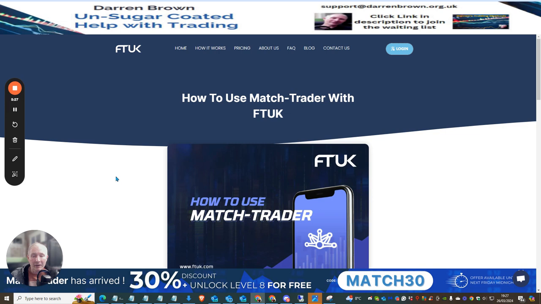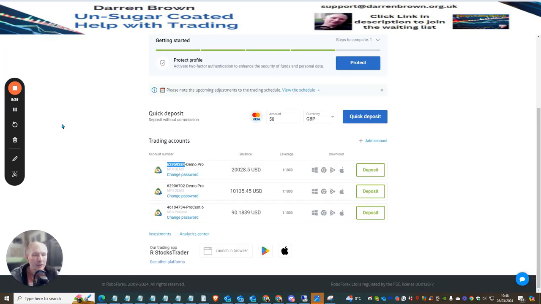So the first thing I'm going to do is pause and sign into my Robo Forex account. Okay, for you to enable the FT UK, what you'll need to do is you will be sent a password, and this is normally the password that would get you onto your platform, i.e. if it was MT4 or MT5.